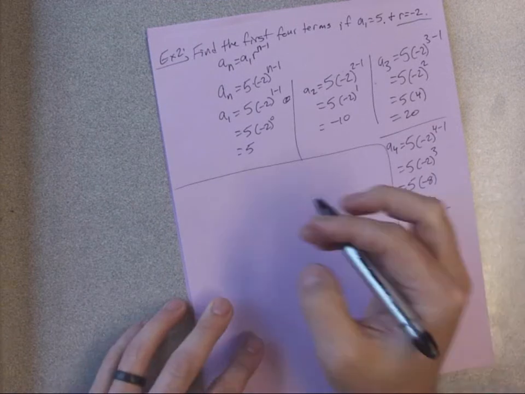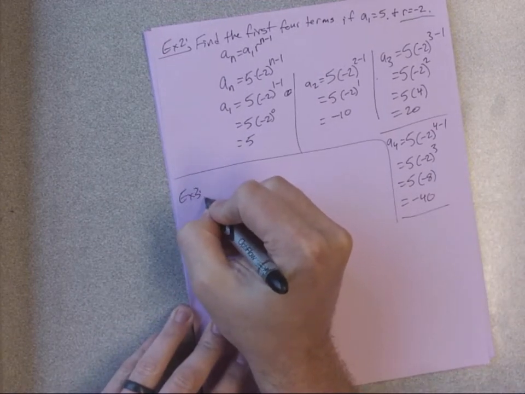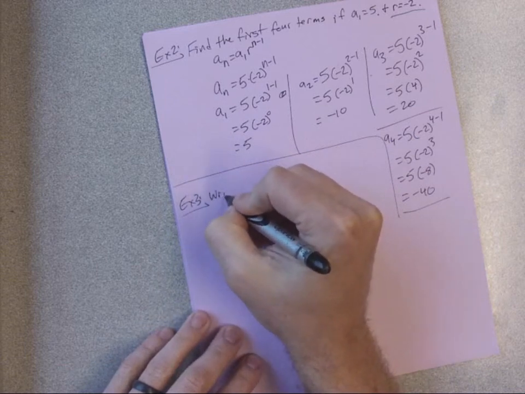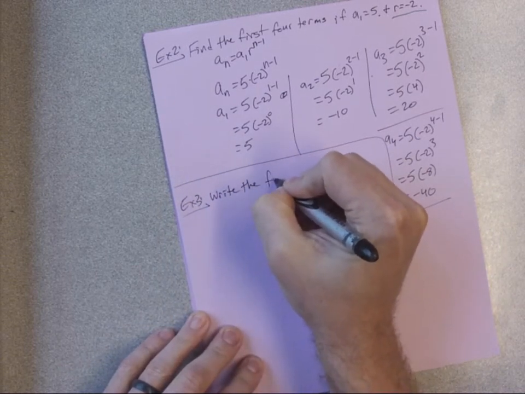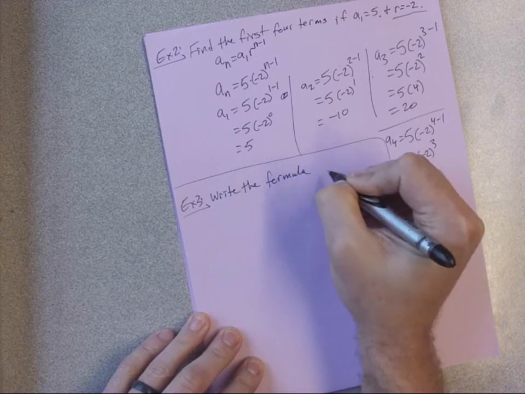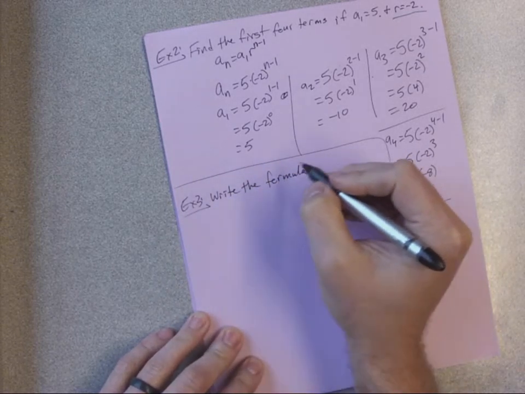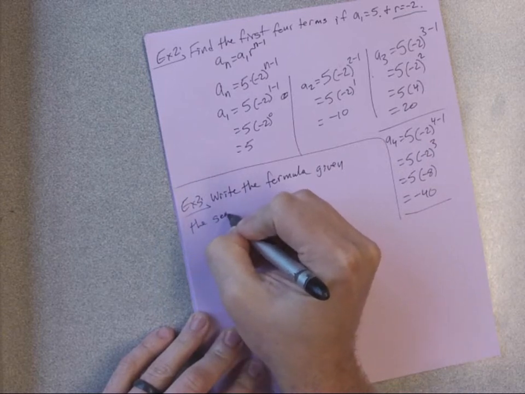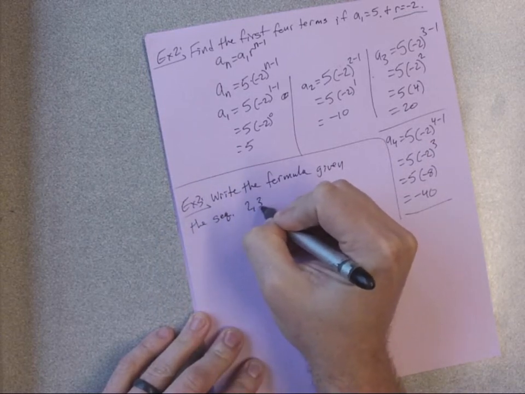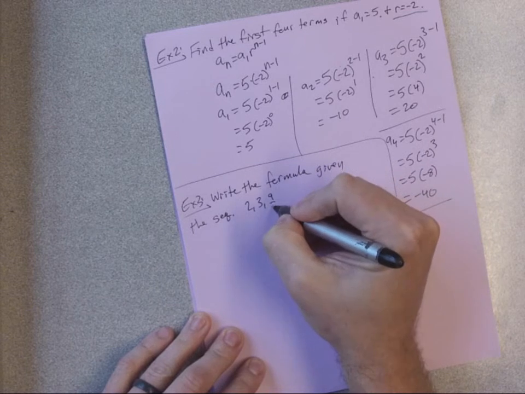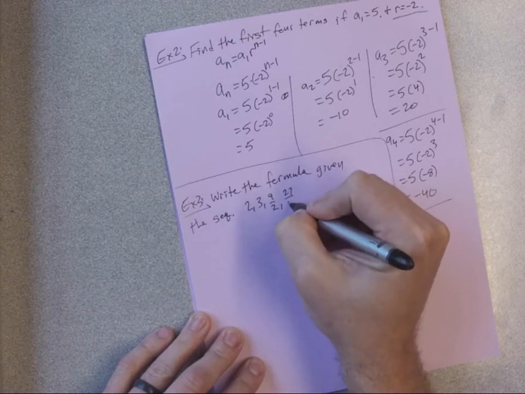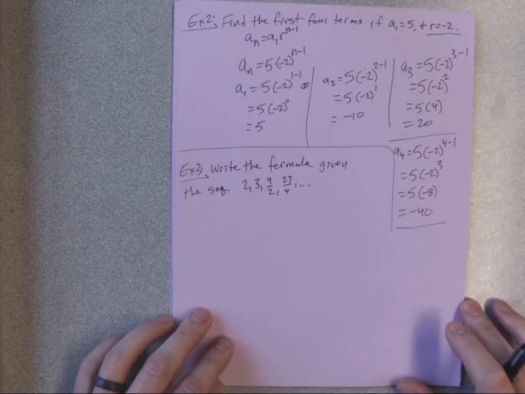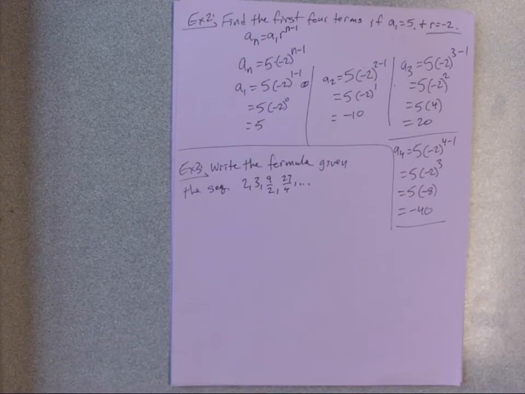One more example. Example 3. Let's say write the formula given the sequence 2, 3, 9/2, 27/4, dot, dot, dot. Alright, pause this one and give this one a try.